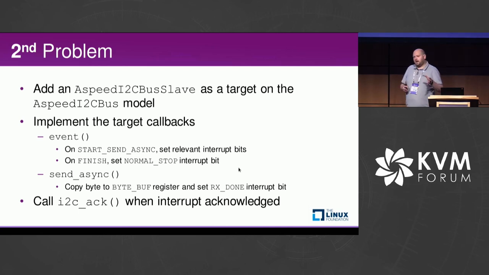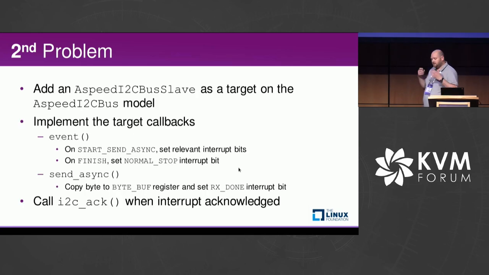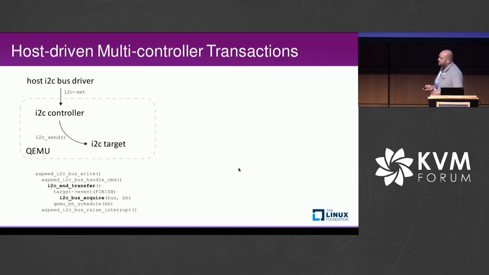The way we added the target mode, apart from making sure we got the right interrupts handled, was that we added another target directly on the bus. This target, as I mentioned, only implements the asynchronous callback, and it implements the event callback. Whenever it gets something on the send async, it will copy that data into its byte buff register, and it will raise an interrupt to tell the host that there's data waiting. The host driver will pick up that data and acknowledge the interrupt, and then the ASPEED device model will acknowledge on the bus that we can get ready for the next byte. So it starts looking like something like this.